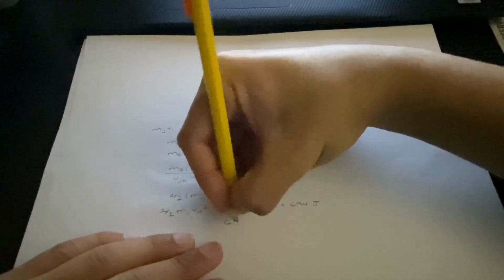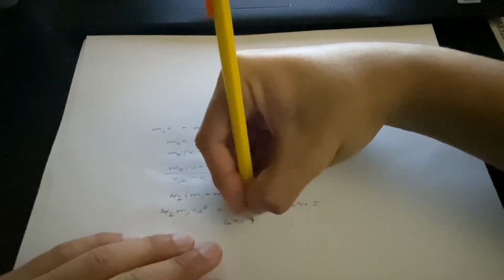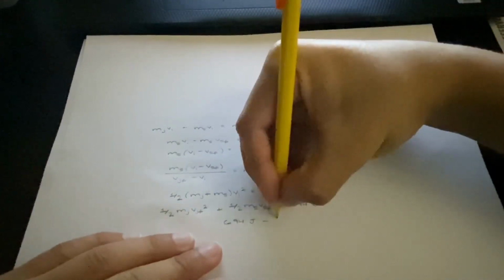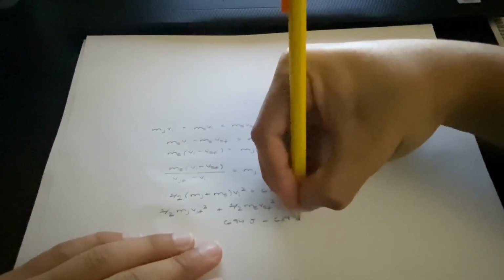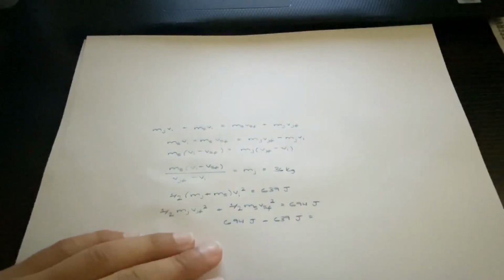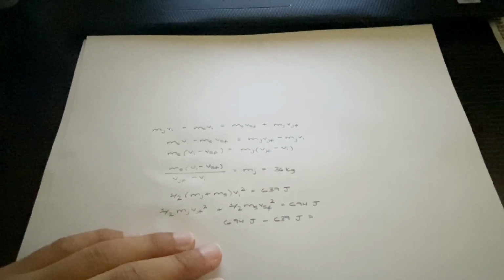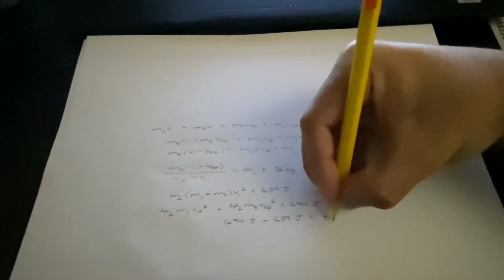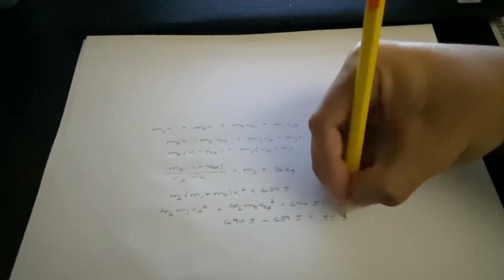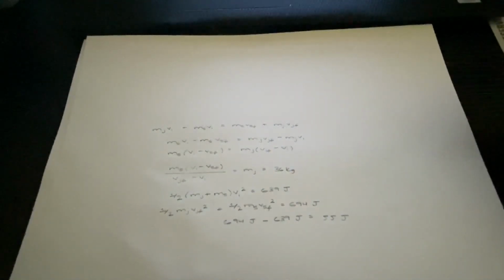So 694 joules minus 639 joules. That's going to equal about 55 joules. And that will be our change in internal energy.